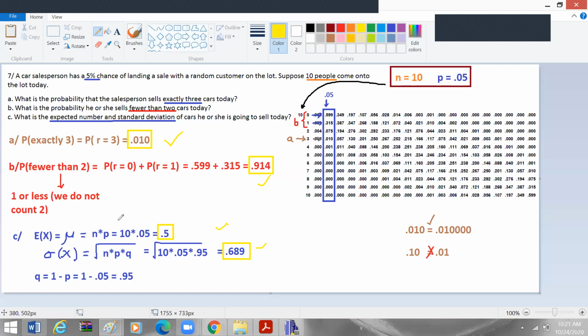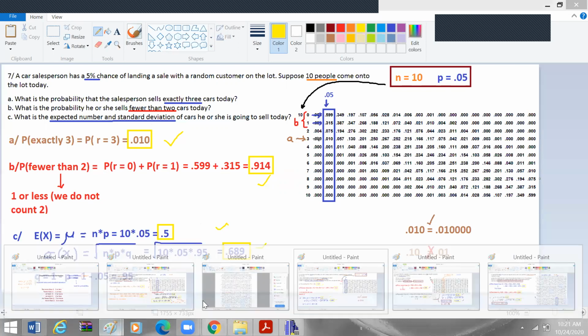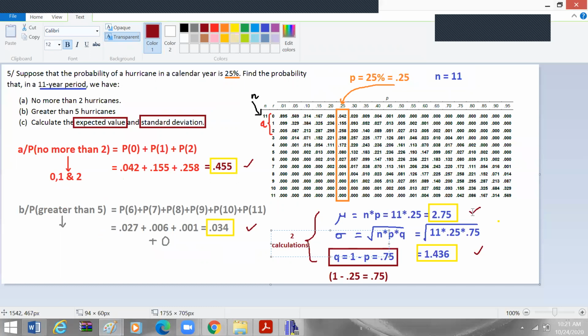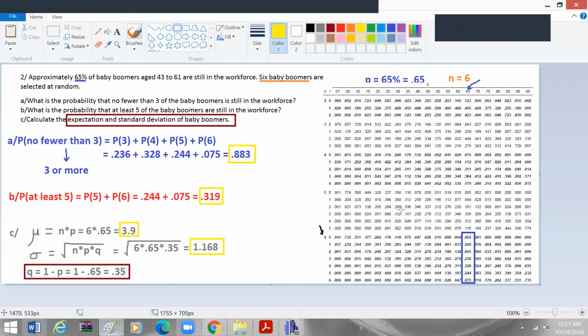And also when we do the expected number and standard deviation, there are always 2 calculations that we have to deal with, like 1 and 2. And if you only did 1 calculation, of course I have to take away points. There's no way out that I do not take away points for that. So there'll be 2 calculations when we compute the expectation and the standard deviation.